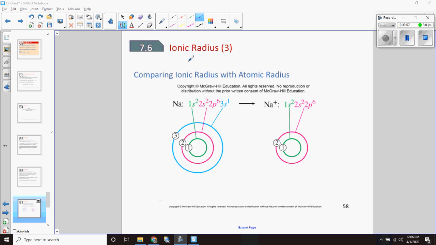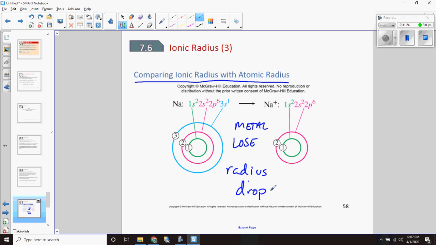Okay, there is an interesting trend when looking at what happens when atoms become ions, because their radius changes dramatically. In fact, when metal atoms lose electrons, the radius of the ion contracts. So when metals lose electrons, the radius drops phenomenally. Radius, I'm just going to say drops or decreases.